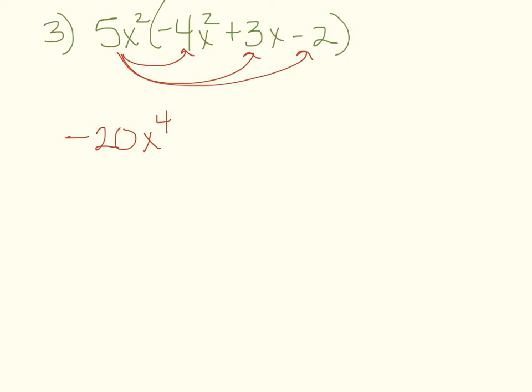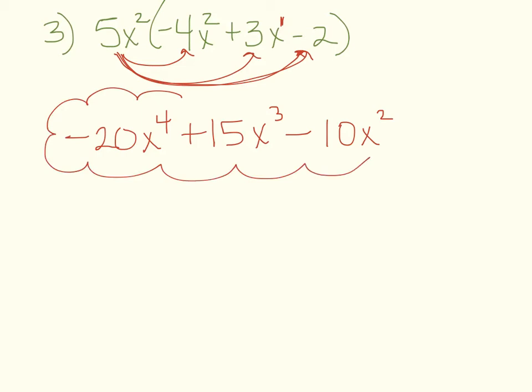Now let's do the second term. Positive 5 times a positive 3 becomes a positive 15. X squared times x to the 1 becomes x cubed. And then last but not least, positive 5 times negative 2 becomes negative 10, and x squared has nothing to multiply to, so I just carry it down. And that would be my final answer.